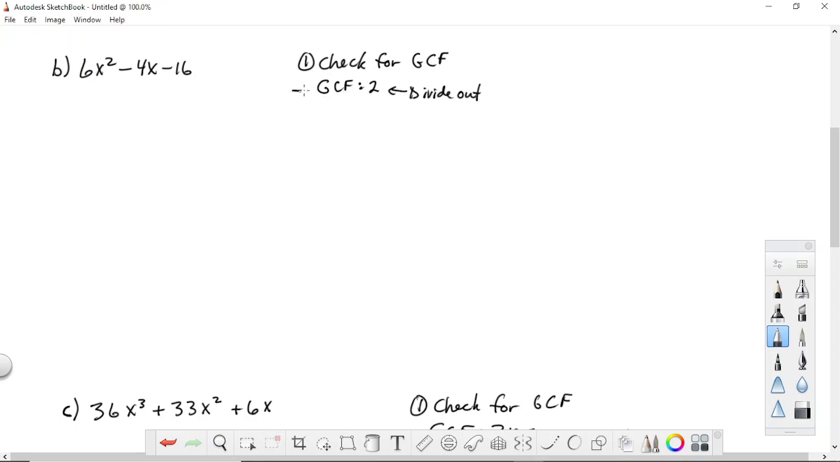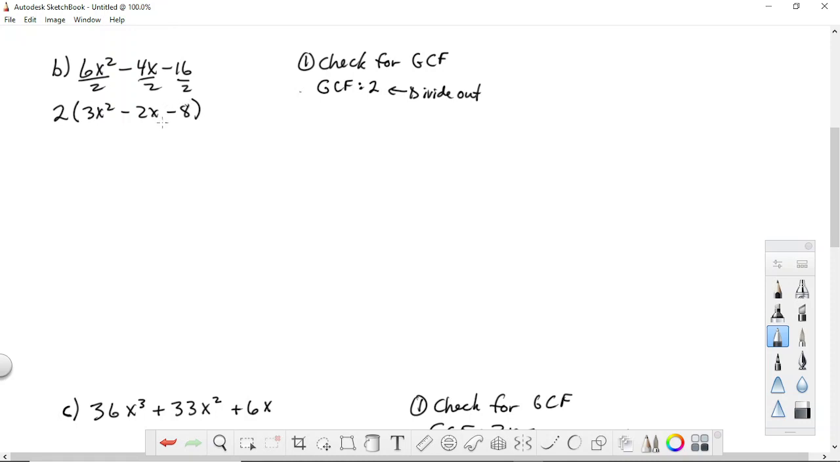So here's where I've written greatest common factor is 2. So we could have 2 here. And what goes inside we find by dividing each term by 2. Okay, and the first one is 3x squared, then minus 2x, and then minus 8.